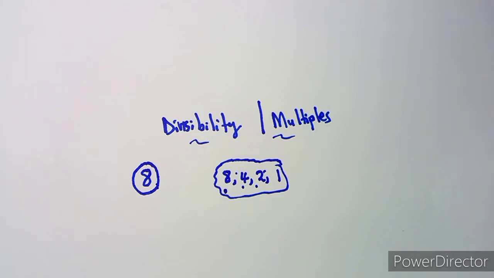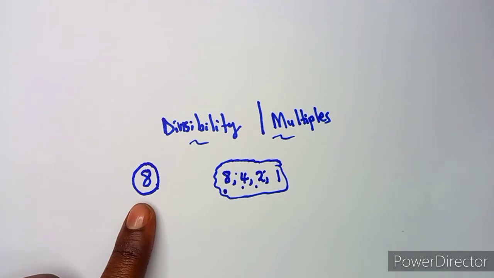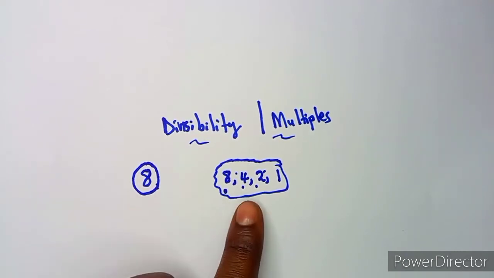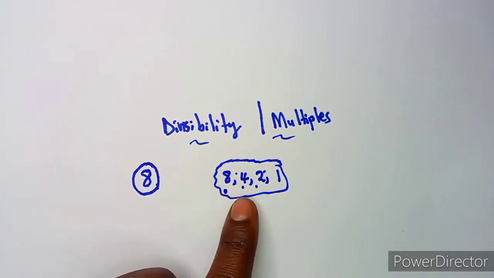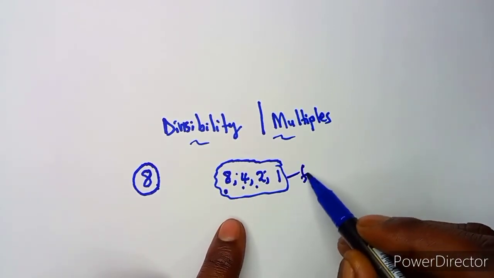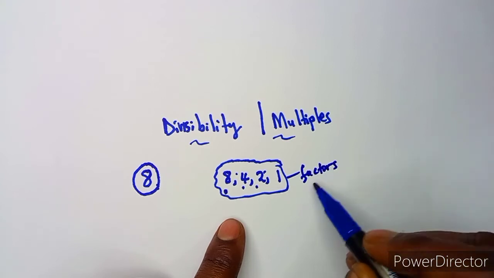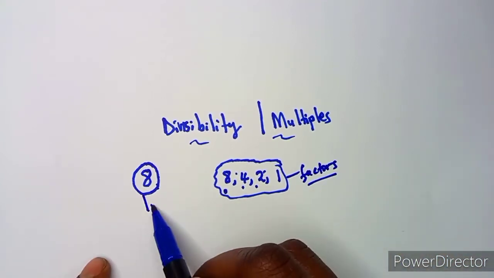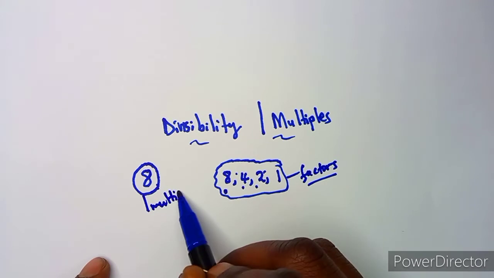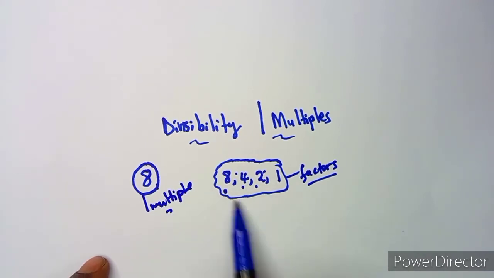So it means the 8 that we have here is a multiple. We are referring to 8 as a multiple of these numbers. These are the factors, and 8 becomes the multiple. So when we divide by any of the factors, we must obtain what? An exact value. That is what we have.